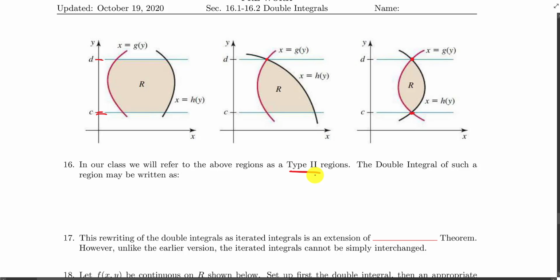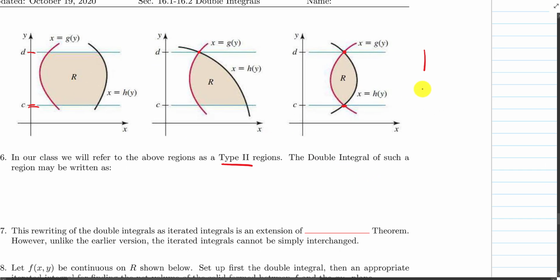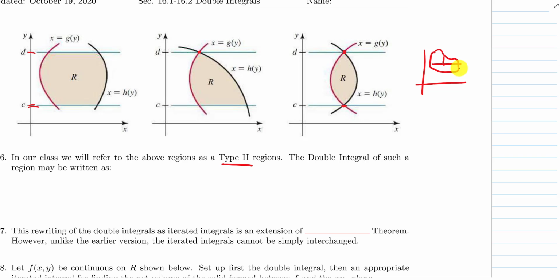Okay? And again, the whole point is that even a more complex region can be broken down into a bunch of either type 1 or type 2 regions. We'll learn how to do that in class, but for right now, we're going to say it's either going to be a standalone type 1 region or a standalone type 2 region.